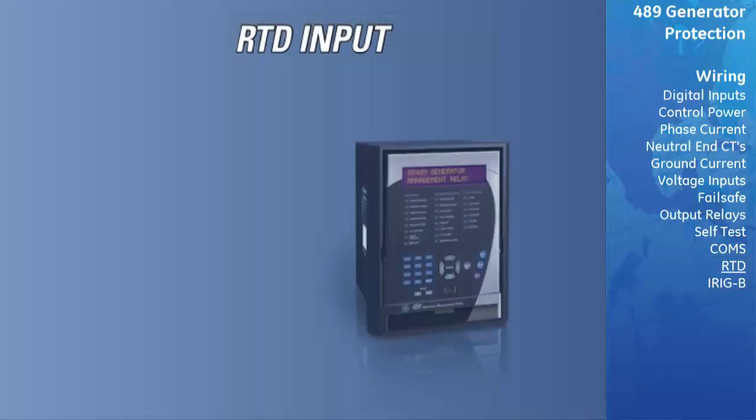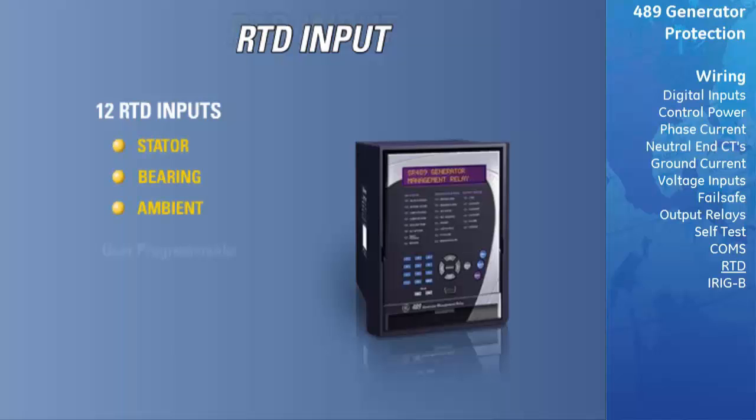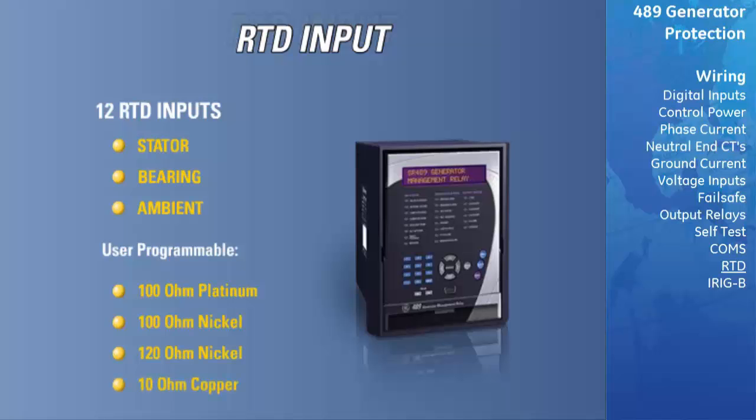The SR489 relay is equipped with 12 RTD inputs. These inputs can be programmed as stator, bearing, or ambient, and are user programmable for 100 ohm platinum, 100 ohm nickel, 120 ohm nickel, or 10 ohm copper RTDs.